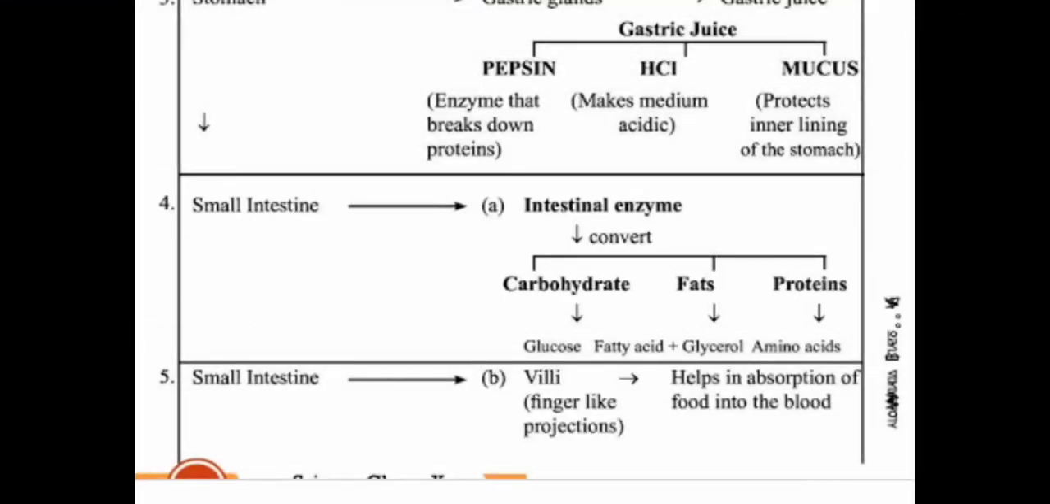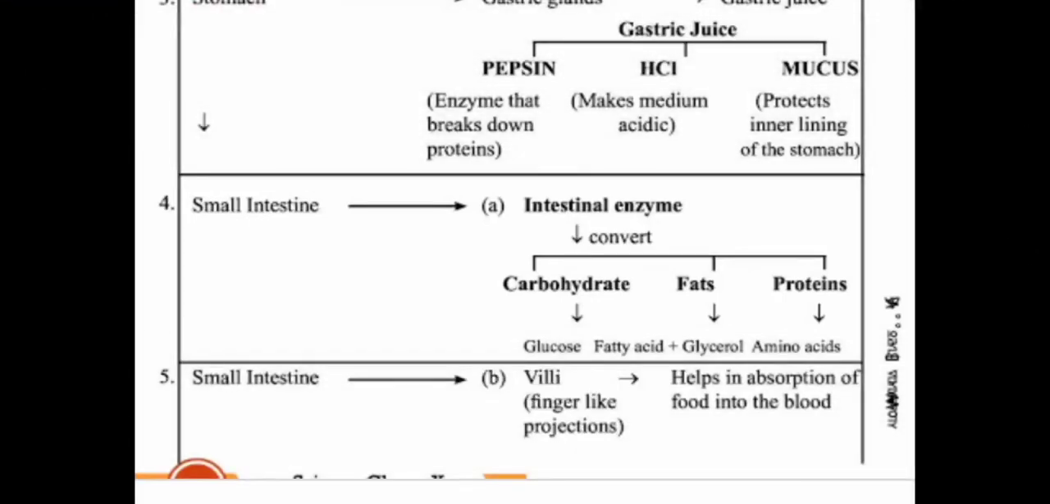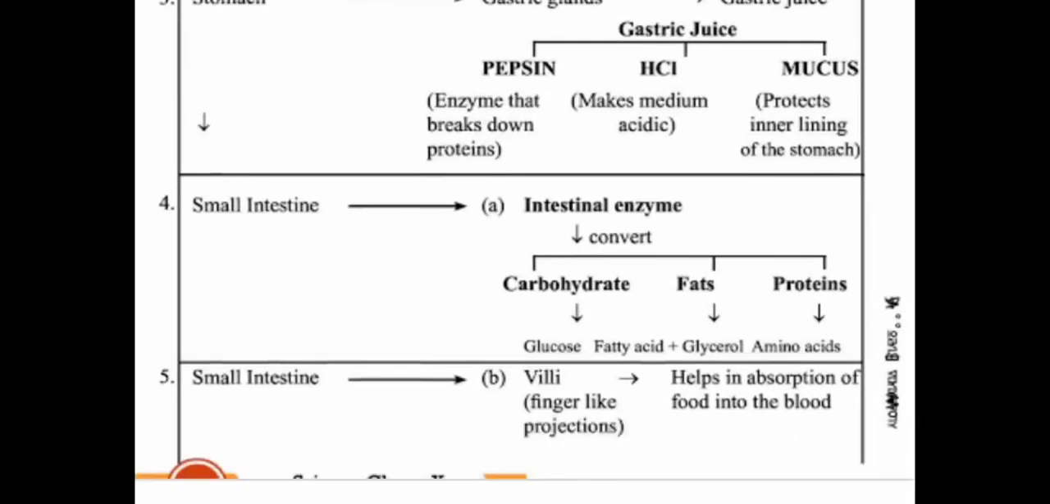The small intestine has finger-like projections called villi inside its surface. In these villi there are blood vessels, and those will be absorbing the digested food. The villi will absorb the digested food from the small intestine. The small intestine now has digested food, and that digested food is absorbed by the blood. Villi have blood vessels and that blood will absorb the digested food. So this is all about how nutrition takes place.